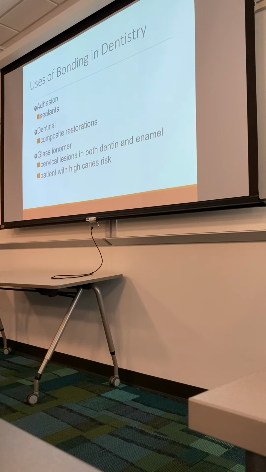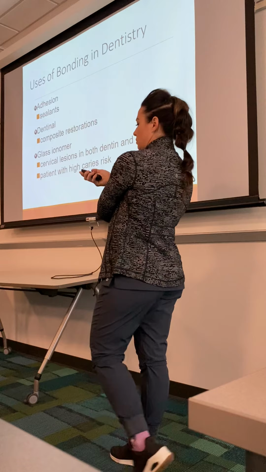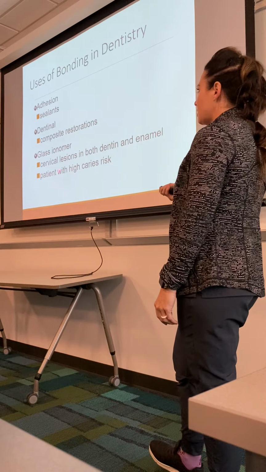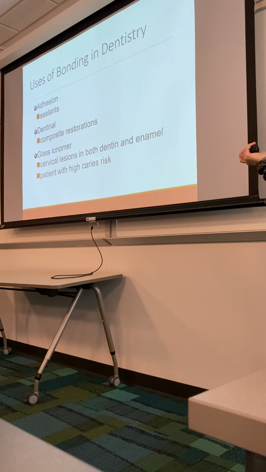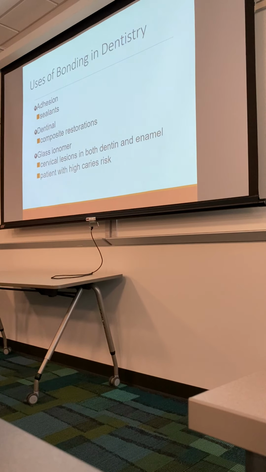So think of adhesion as sealants. Think of dentinal as composites. And glass ionomers are going to be your abfraction, your cervical lesions, because this area flexes and this is a harder component. It's not pretty, it doesn't polish well, but people don't care and they just want that sensitivity to go away. Glass ionomers are the way to go. Any questions? You didn't know you were taking chemistry today, did you?